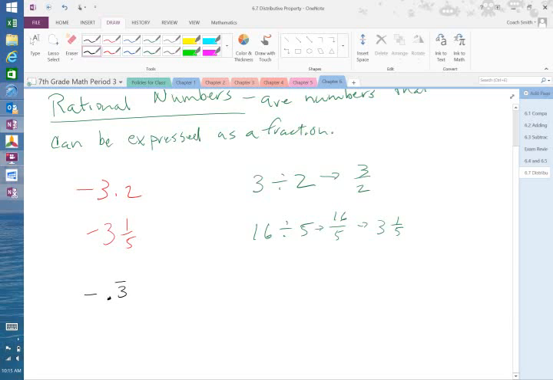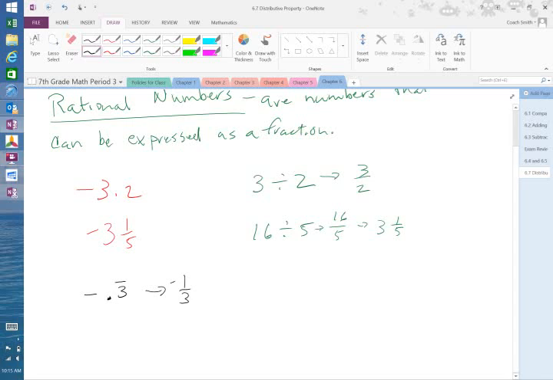Now, even this number, negative 0.3 with the bar over it, can be expressed as a fraction, so it's a rational number. That fraction is negative 1/3. Most of the things that you have been dealing with up to this point are rational numbers. So what are irrational numbers? If there are rational numbers, there have to be irrational numbers.